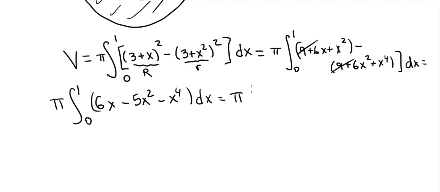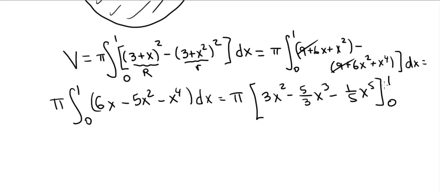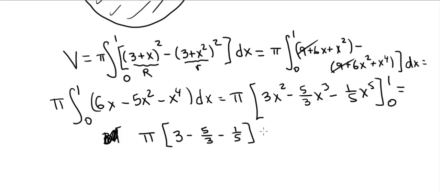So this is pi times the integral of 6x, which is 3x squared, minus 5/3 x cubed, minus 1/5 x to the 5th, evaluated from 0 to 1. When we put in 0, of course, we get 0. So the answer really is when we just put in 1. So we have pi times (3 minus 5/3 minus 1/5). And so the common denominator will be 15. And we have pi in front.